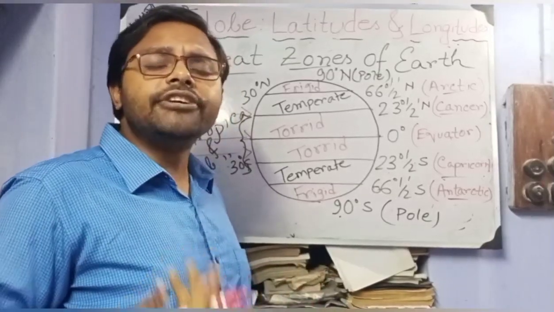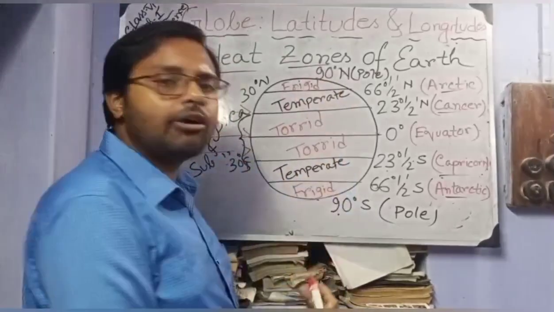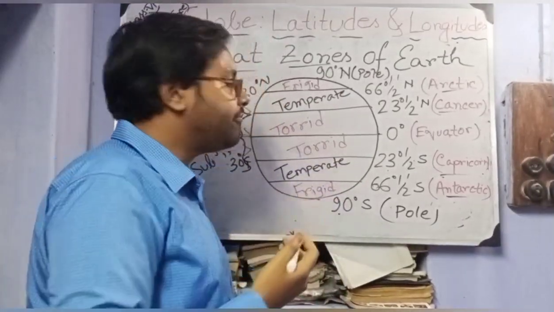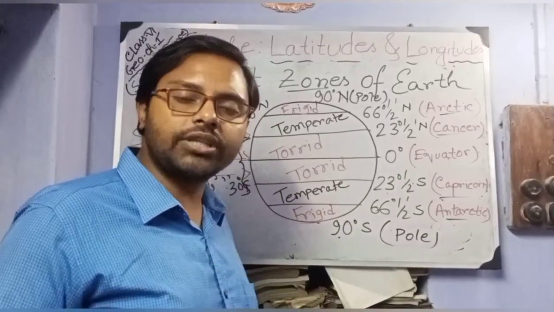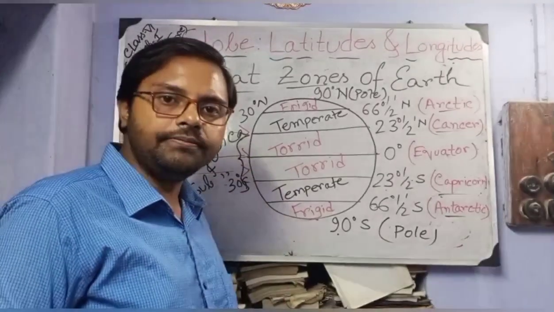Then what are the features of this torrid zone? Temperature will be higher. If you are asked what are the differences among these three zones, the torrid zone always has higher temperature, higher rainfall, more humidity than other regions, and the sun rays fall directly in this region.